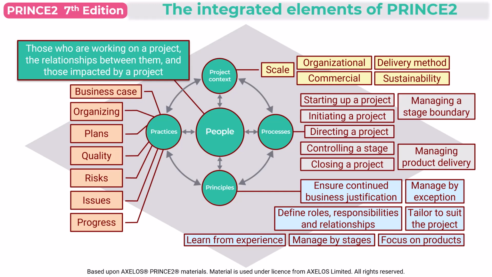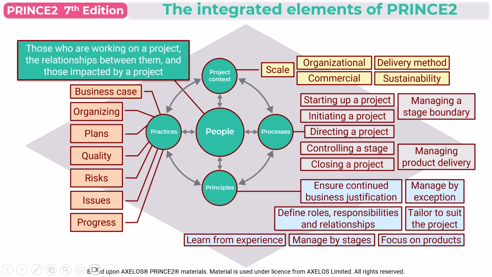At the top, you have project context. This covers the topics of scale, organizational context, commercial context, delivery method, and sustainability. When it comes to the 7 processes, you may already be familiar with these. You have starting up a project, initiating a project, directing a project, controlling a stage, closing a project, managing a stage boundary, and managing product delivery. Don't worry about remembering all of those if this is new to you. We'll be deep diving into all of those in separate modules.